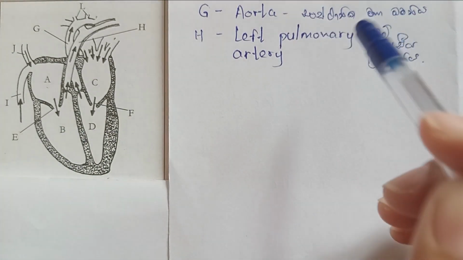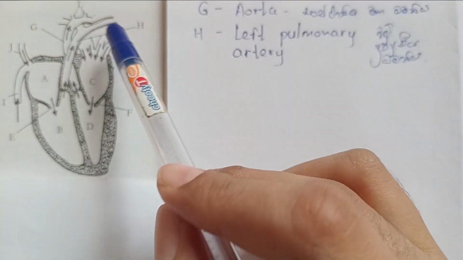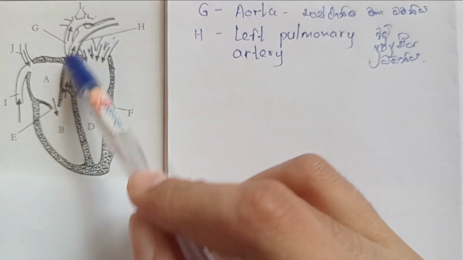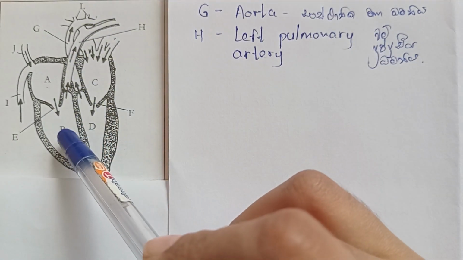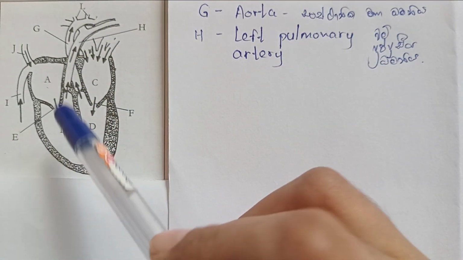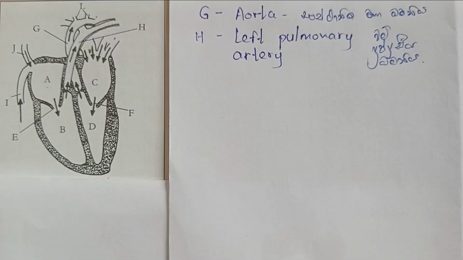Then the left pulmonary artery, this one H, connects to the right ventricle.